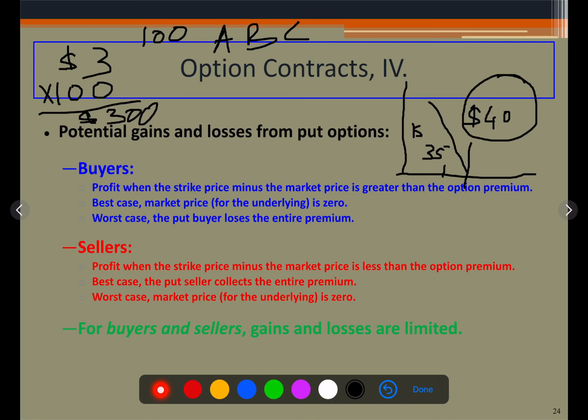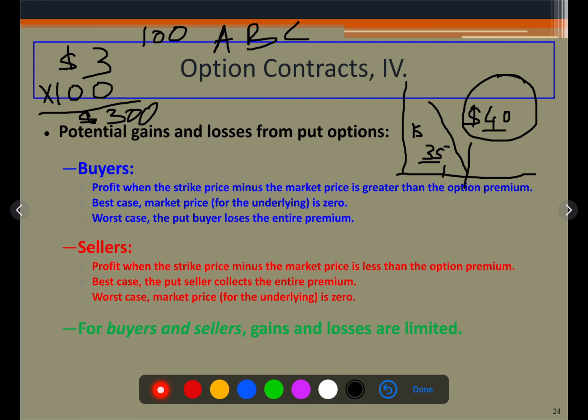So if the price turned out to be 35 at the expiration, and I have a European option, and on the expiry date I'm exercising my option, because the market is giving me 35, but the seller of the put option contract is giving me $40 for each share.